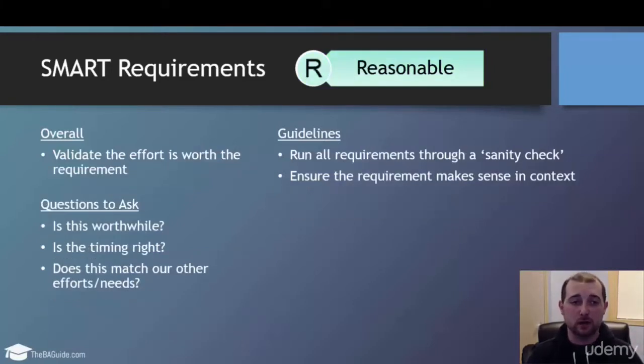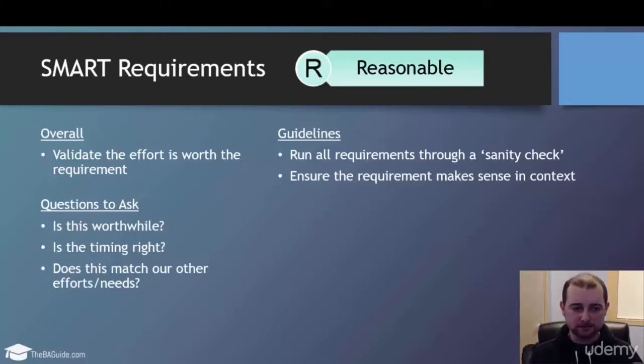Moving into the R of SMART. This is reasonable. So reasonable means that you validate that the effort is worth the requirement. It's very similar to attainable, but you want to ask, is this worthwhile? Is the timing right? Does this match our other efforts and needs?